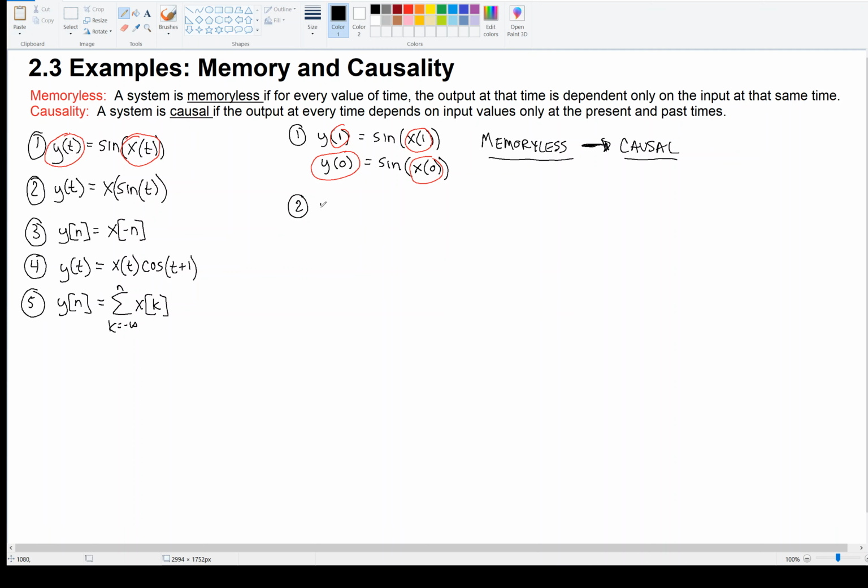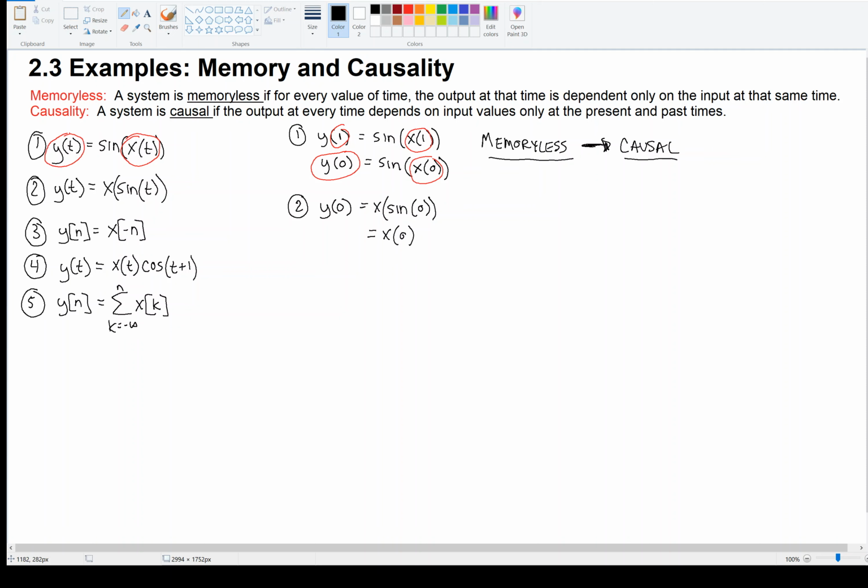Now there's a careful distinction to be made here. So this is y of t is x of sine of t. Now notice when I plug in 0 for t, y of 0 is x of sine of 0. Okay, well, what's sine of 0? Sine of 0 is 0. So we see that y, the output at time 0, depends only on the input at that time, time 0. So we might think, well, this is memoryless then.